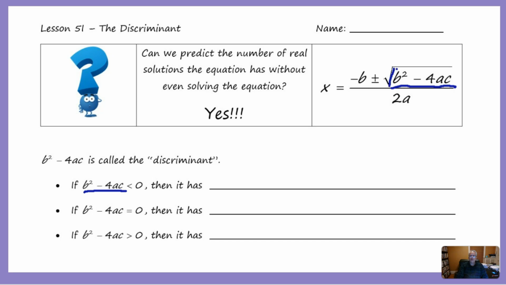Now, if this quantity inside the square root is negative, then we'll be taking a square root of a negative number, and there's no real answer to that. By real answer, I mean a number on the number line that has that square root. So if b squared minus 4ac, the part inside the square root, is less than 0, then the equation has no real solutions.